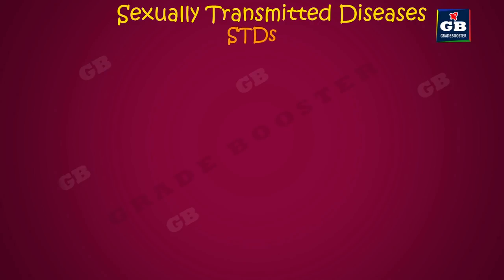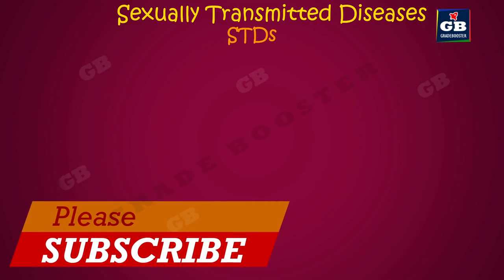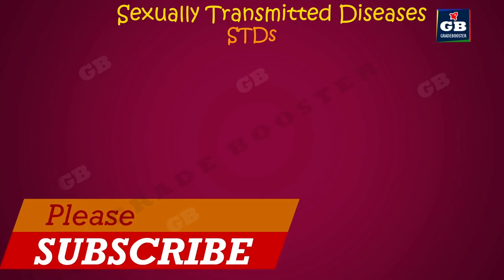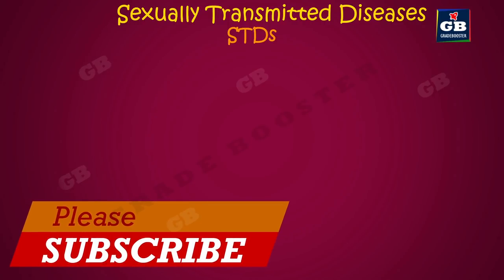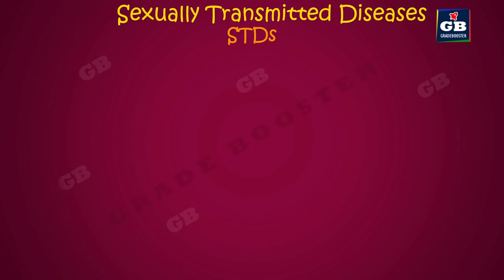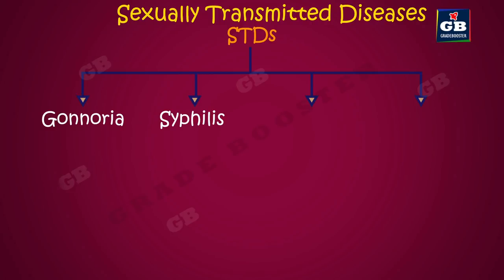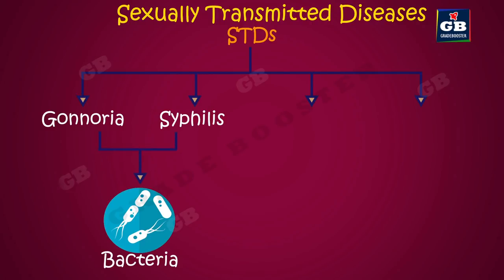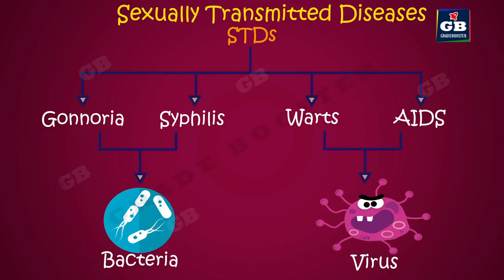The diseases that are spread through sexual contact are called sexually transmitted diseases. In short form, they are called STDs. Here are a few examples of STDs. Gonorrhea and syphilis: these two diseases are caused by bacteria. Warts and HIV or AIDS: these two are caused by virus.